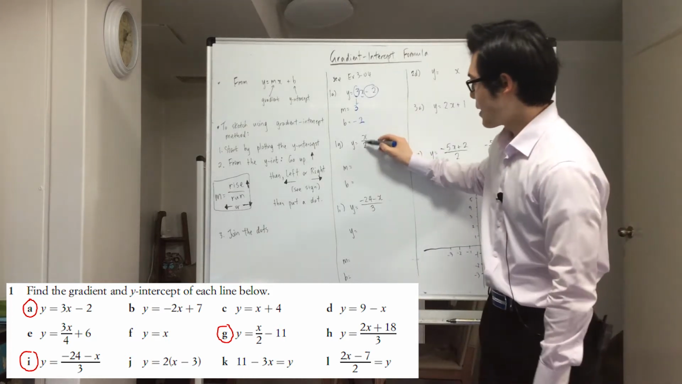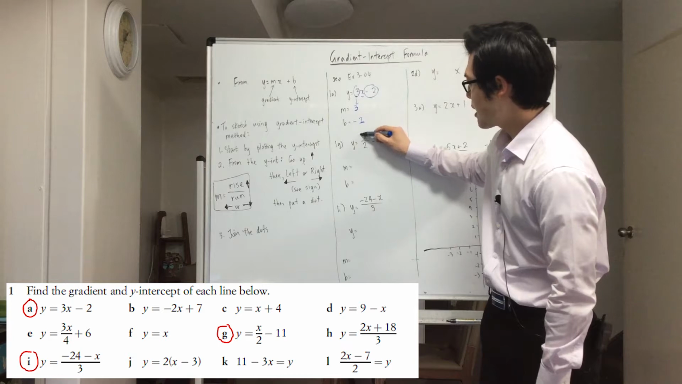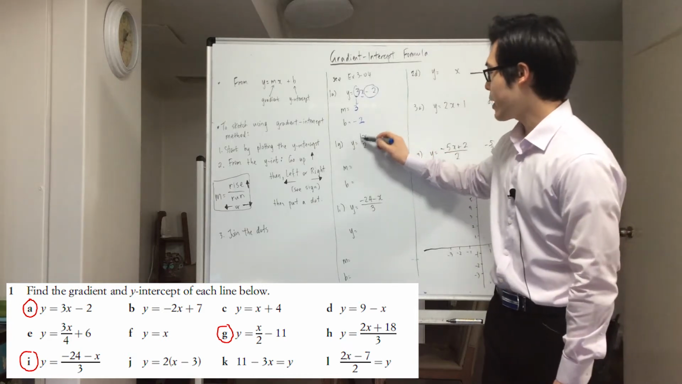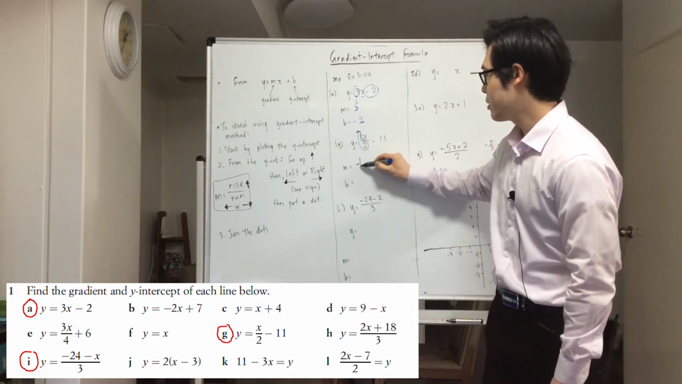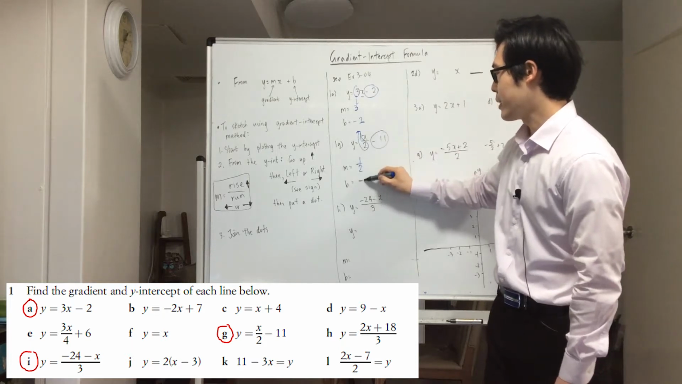Same thing here. Now as you can see, it just says x over 2. That means 1x over 2. So the gradient is a half, and the y-intercept is minus 11.